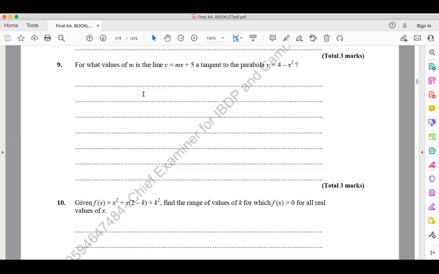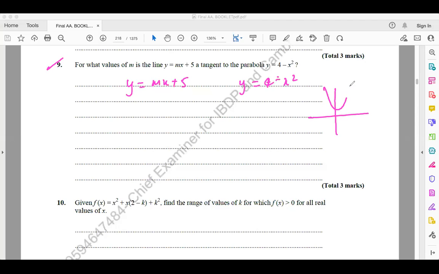For the first question, as a practice, we have y equals mx plus 5, which is tangent to the parabola y equals 4 minus x squared. Just to remind you, if there are two curves which do not meet, and you solve the equations simultaneously, the resulting quadratic will have b squared minus 4ac less than 0 because they will never meet. So there is no solution.